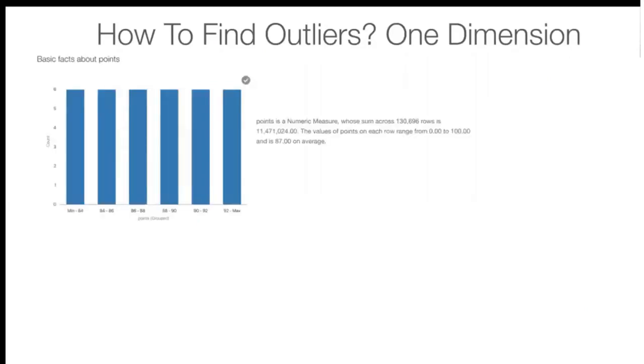How do we find the outliers? If we have one dimension, we can plot the dimension, and OSC will already tell us some facts about it. For example, in this case, I have a range between 0 and 100, but the average value is 87. So it's moved towards the end of my data range.